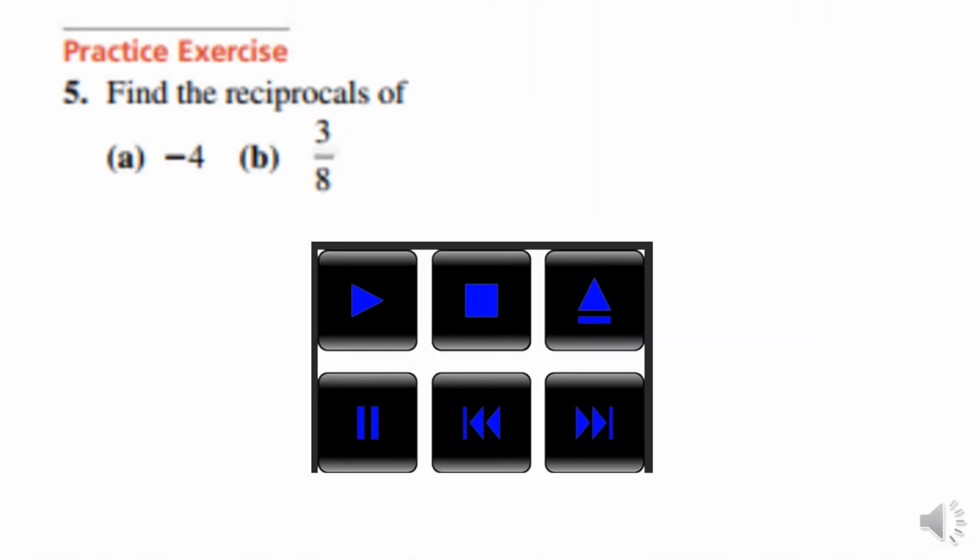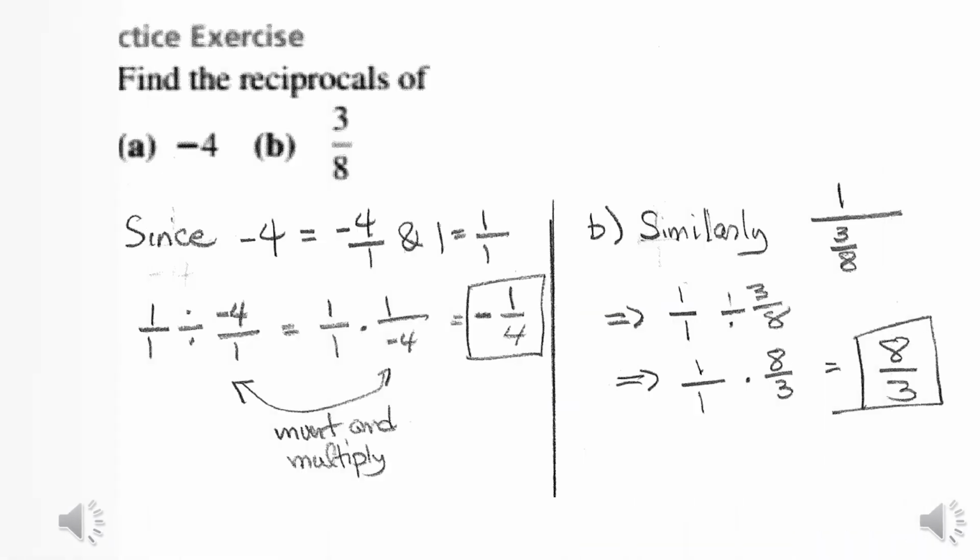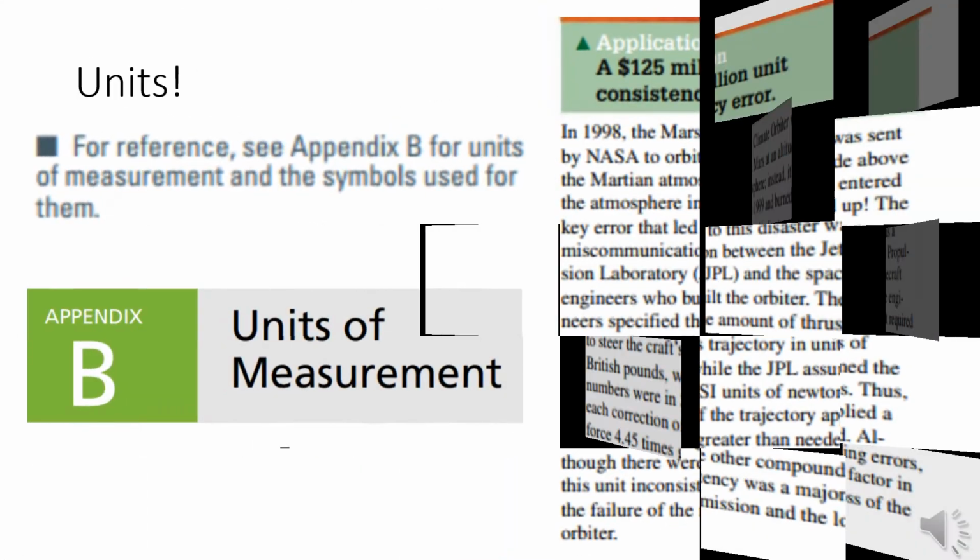Again, some more practice examples. Hit pause, do the problems, and return to narrated solutions to check your work. Okay, we're back. Let's see how you did. So you should have gotten -1/4 and 8/3 as your answers. Get help if you did not get these answers.